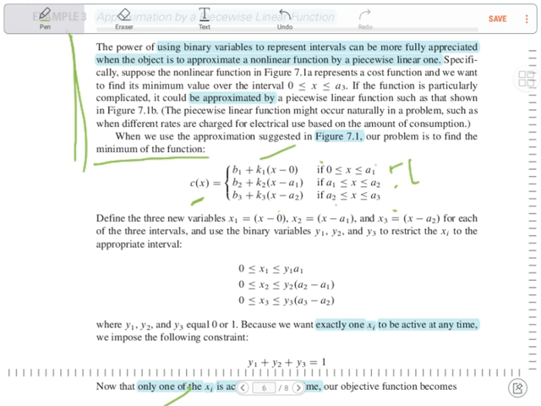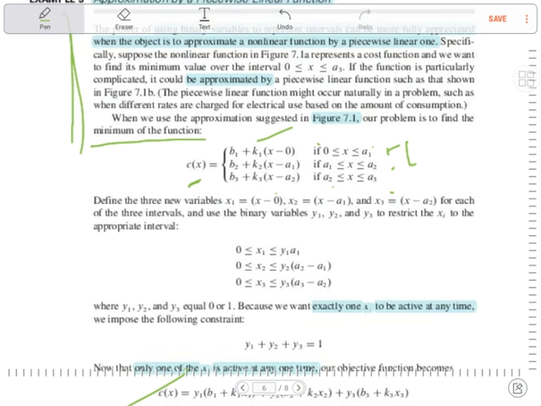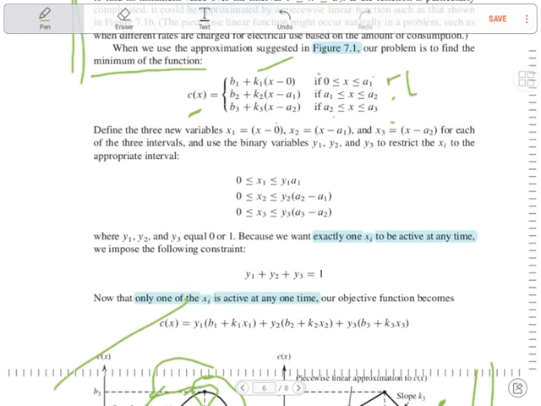Now they are taking help of some binary variables. They are considering new variables, x1 as x minus 0, x2 as x minus a1, x3 as x minus a2. So x is a running variable, right? With the help of this running variable, I am just dividing this whole thing into 3 new variables, x1, x2 and x3. For each of the 3 intervals we consider, we use the binary variables y1, y2 and y3.